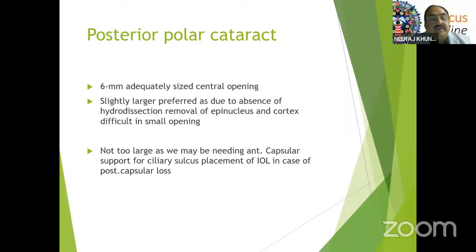Posterior polar cataract, my point is to make a slightly larger opening of 6 millimeter because this is preferred due to absence of hydrodissection. Removal of epinucleus and cortex is difficult in a small opening. It should not be too large as we may need anterior capsular support for ciliary sulcus placement of a 3-piece IOL in case of posterior capsular loss. So it should not be larger than 6 mm and it should not be anywhere near 5.